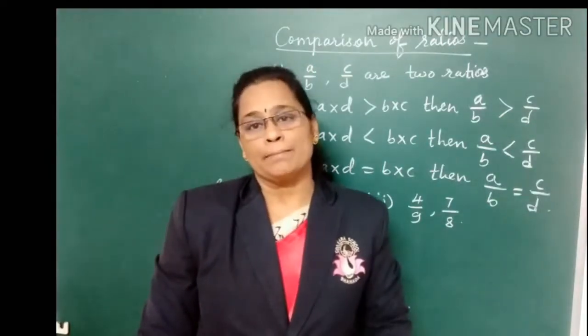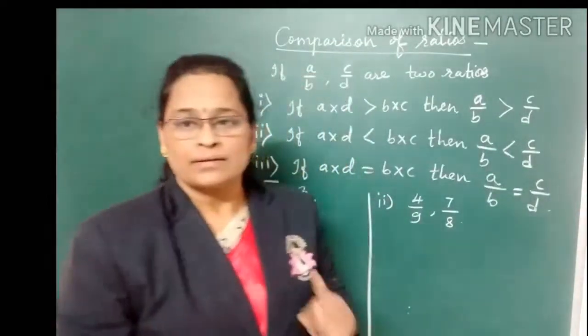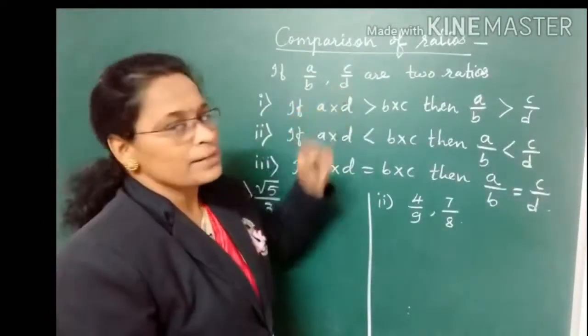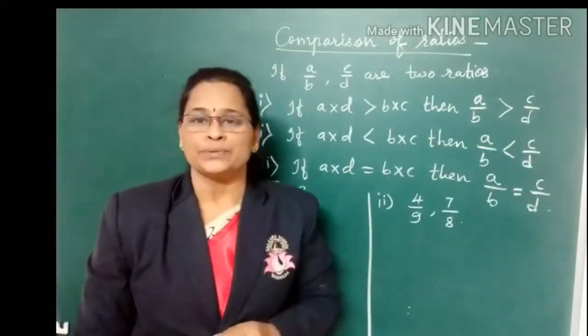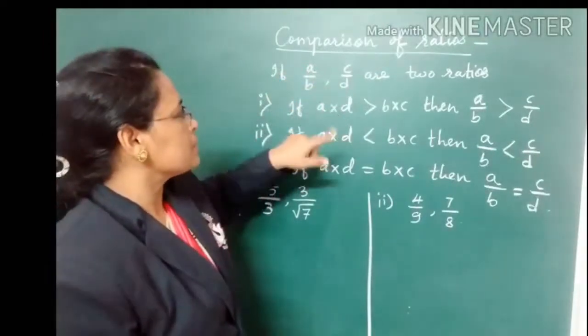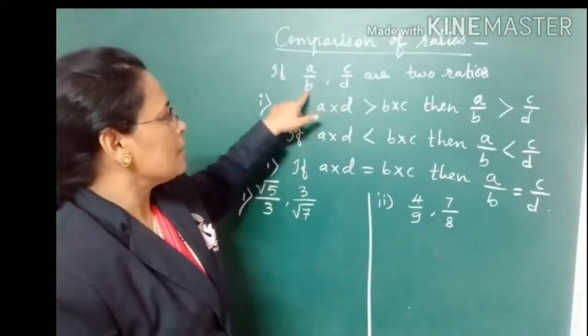Let's see how to compare the ratios. For comparing the ratios, there are three rules. If two ratios are given, A is to B and C is to D, then three rules we have to apply to compare the ratios. First rule is that we have to carry out the multiplication of A and D, and B and C.